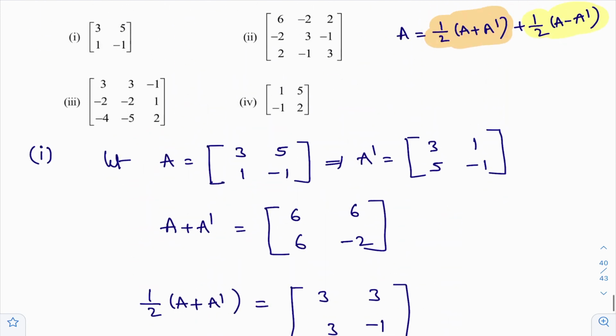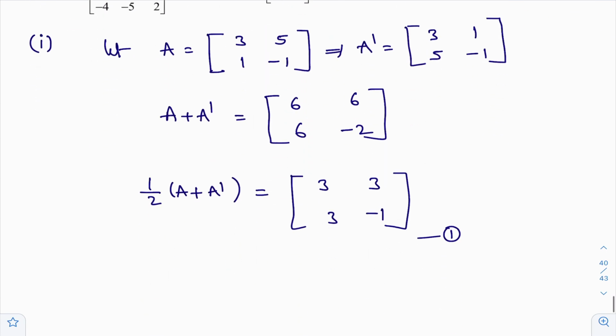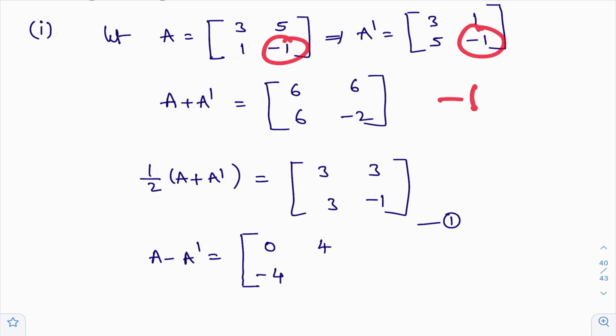Okay. Next, what is the second step? I want to calculate half into A minus A dash. Okay. A minus A dash. The matrix A dash is already there. You just calculate A minus A dash. You subtract the corresponding elements. 3 minus 3 is 0. Okay. 5 minus 1, 4. Okay. 1 minus 5, that is minus 4. Next, minus 1 minus of minus 1, that is minus 1 plus 1, that is 0. Okay. Right.